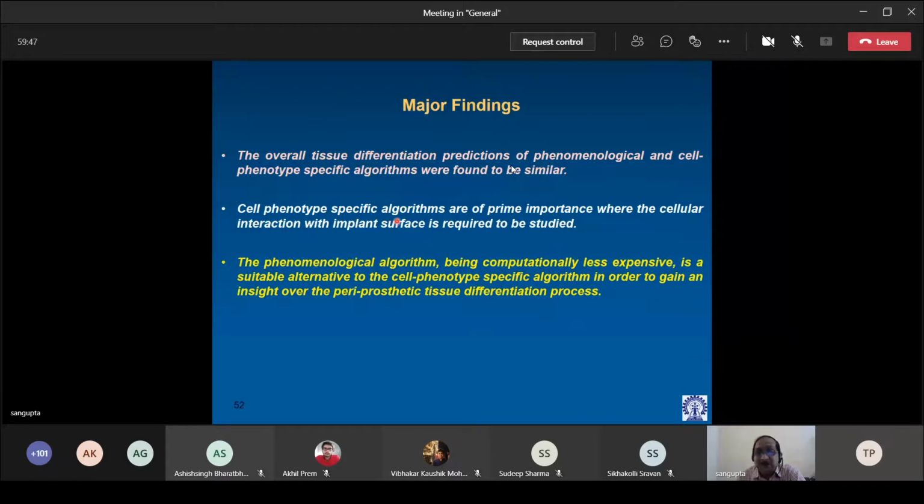The cell phenotype specific algorithm is of prime importance when cellular interaction with the implant surface is required to be studied. So of course, there is a benefit of a much more detailed, cell-specific algorithm. But the phenomenological algorithm, being computationally far less expensive, is a suitable alternative to the cell phenotype algorithm to gain insight into the periprosthetic tissue differentiation process.